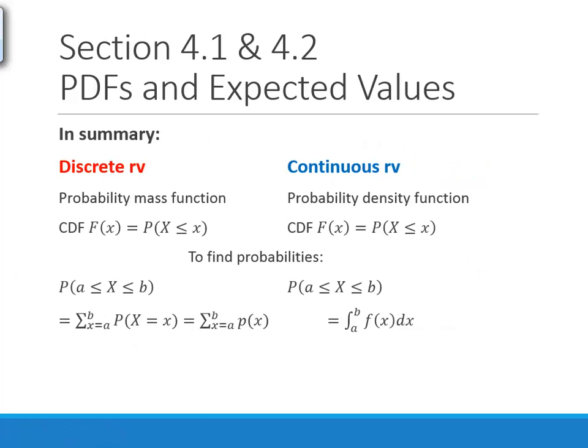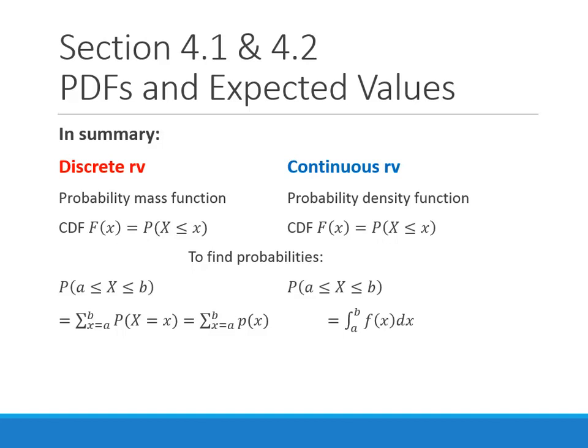So before we move on, I just wanted to put this summary up here to remind you. This is not in your notes. Just remind you of the comparison between these two things. For a discrete random variable, we have our probability mass function and our CDF. The CDF is the same in both cases. For discrete we have a probability mass function, and for continuous we have a probability density function.